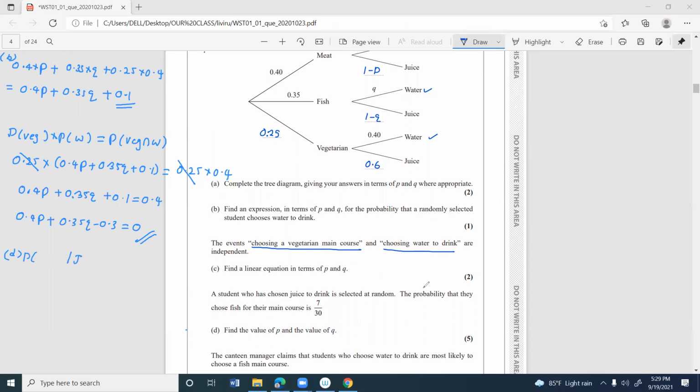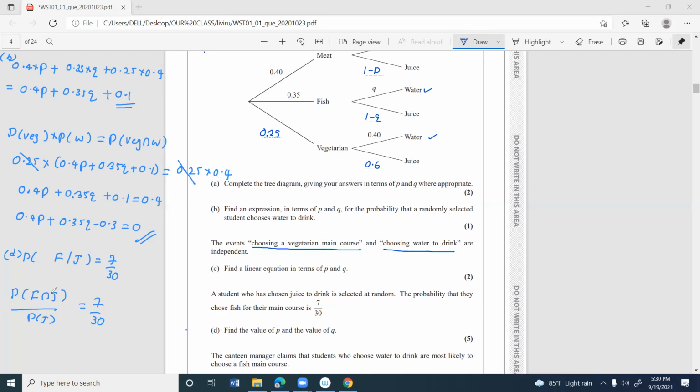Choose to drink is reference. Find the probability that students choose fish for their main course, given juice, is 7/30. Then we can form another equation. If this is a conditional probability, you can say probability of fish intersection J divided by probability of J is equal to 7/30.